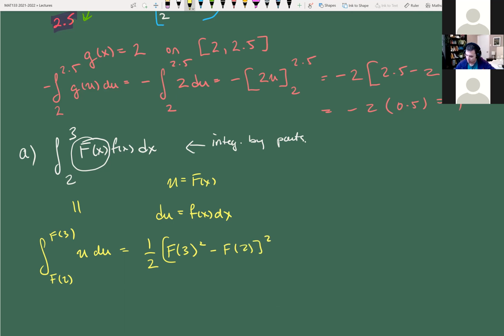But you do have to then go and compute these things. So you would have to compute what f of 3 and f of 2 are, which are not impossible by any means. But you would have to compute them.